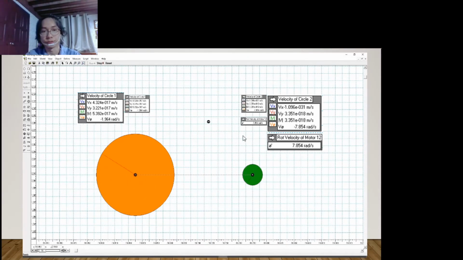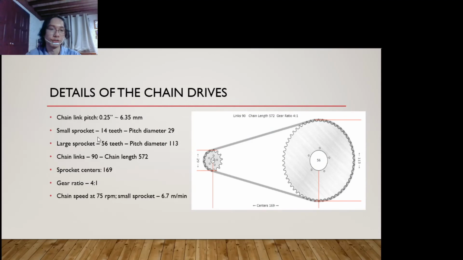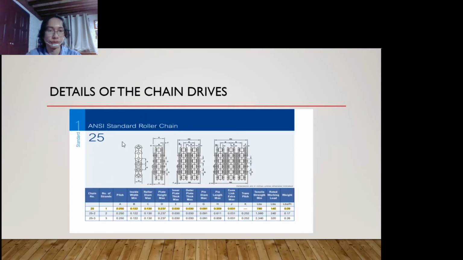This is the rotation. This is the details of the chain drive. So the roller chain we pick from the ANSI standard roller chain table, which is the chain number 25.